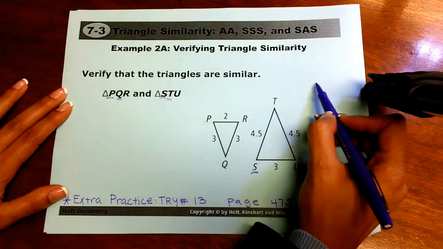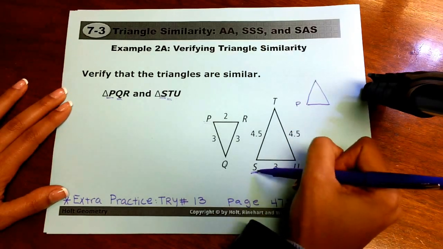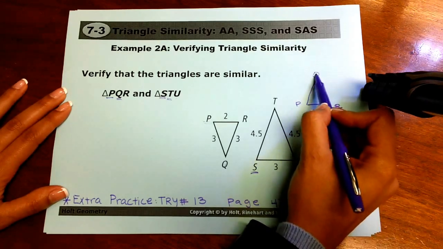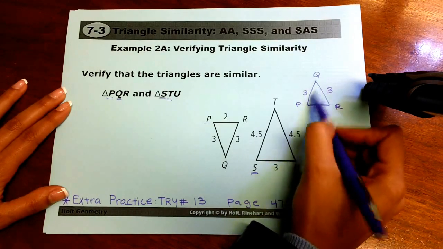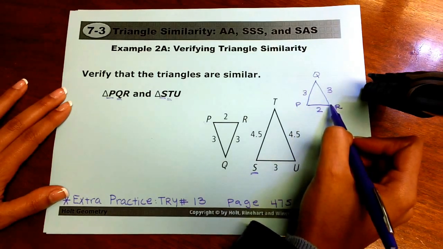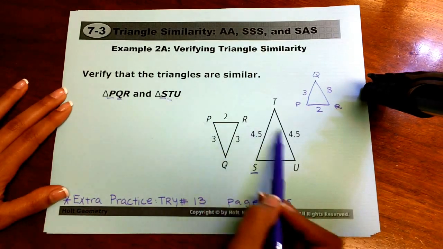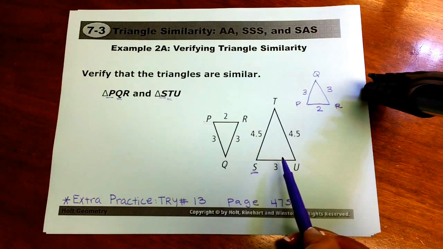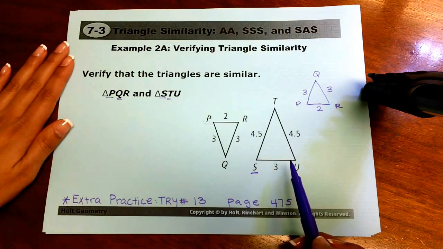To help me solve the problem better, I would redraw the triangle with P in the same corresponding spot as S, R, and then Q up at the top. That means this is 2, and these two legs here are 3. Now, to verify that my triangles are similar, I have all my side lengths, so I need to check to see if the side lengths are going to have ratios that are the same. If I have the same ratios, then I can conclude that my triangles are similar.